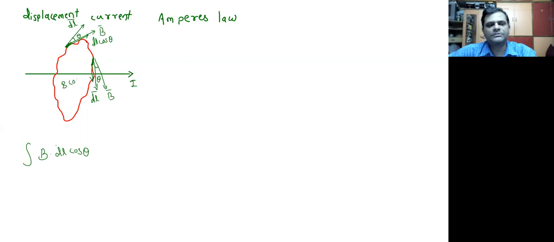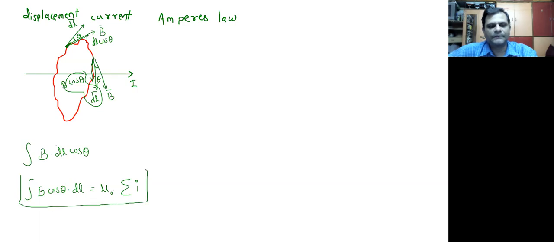We can just resolve this B bar and consider its component along DL bar, which can also be called as B cos theta. And we have to multiply this B cos theta with DL bar and consider the product of that. So if we just consider the product of B cos theta with DL bar and take it over the whole closed interval or closed loop here, then it happens to be actually equal to mu naught times the summation of all currents flowing through that loop. This is actually going to be the Ampere's law here. Okay, so this is the concept of Ampere's law.